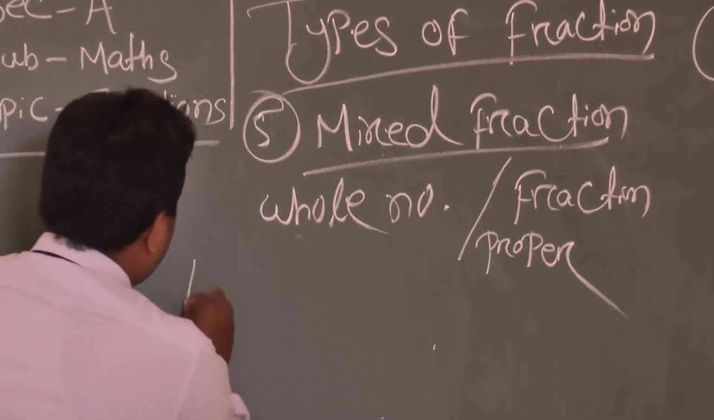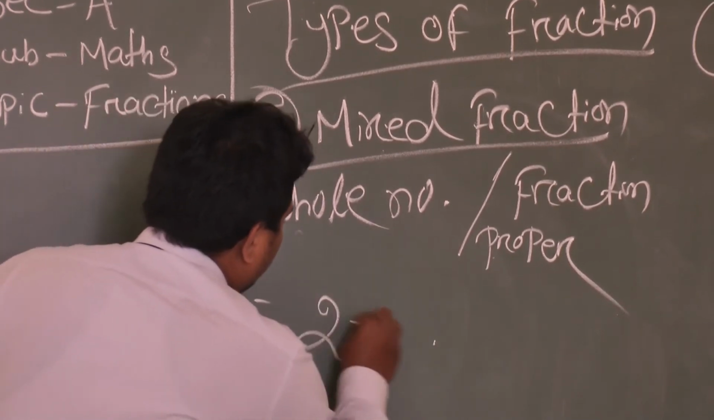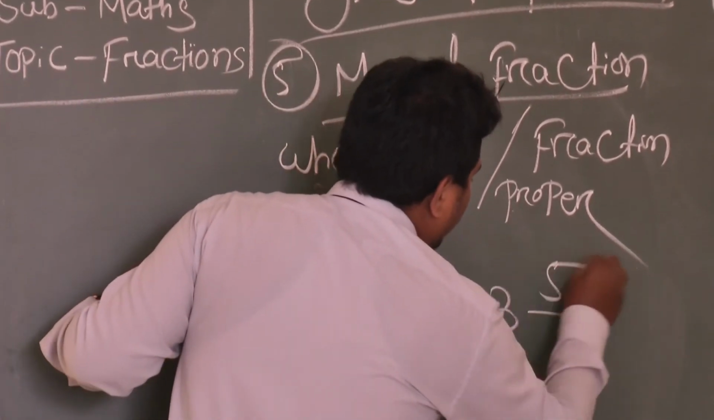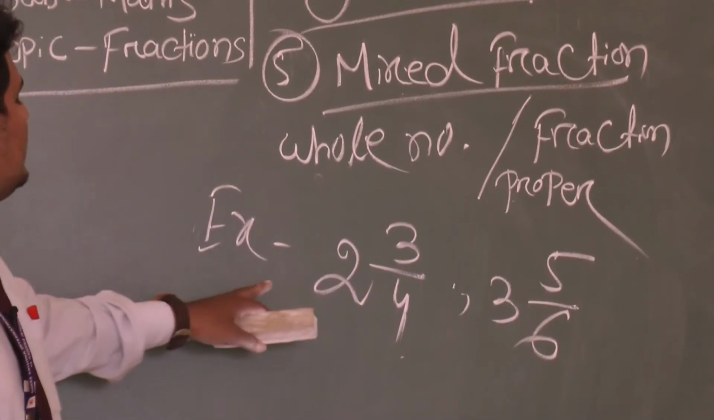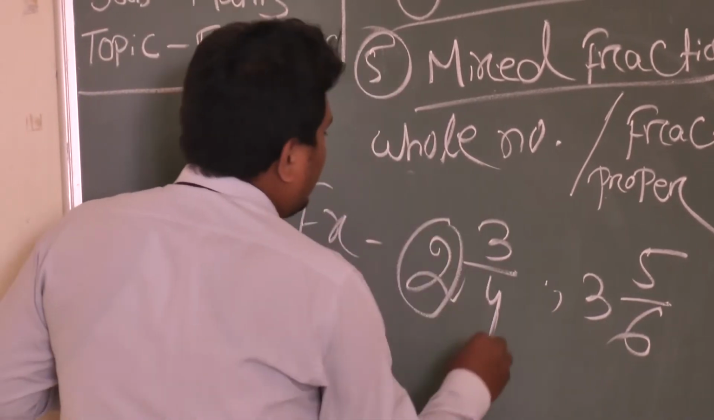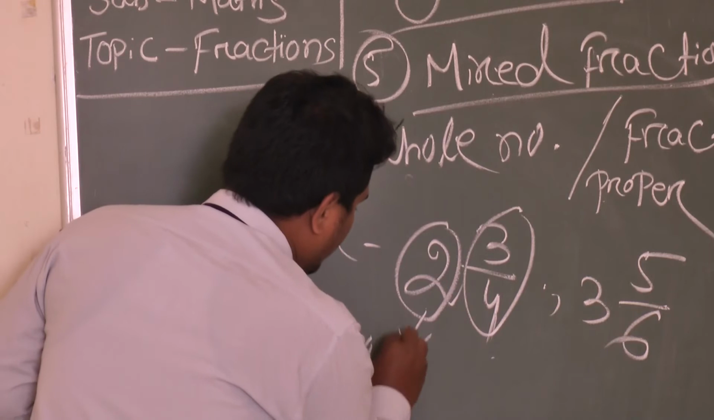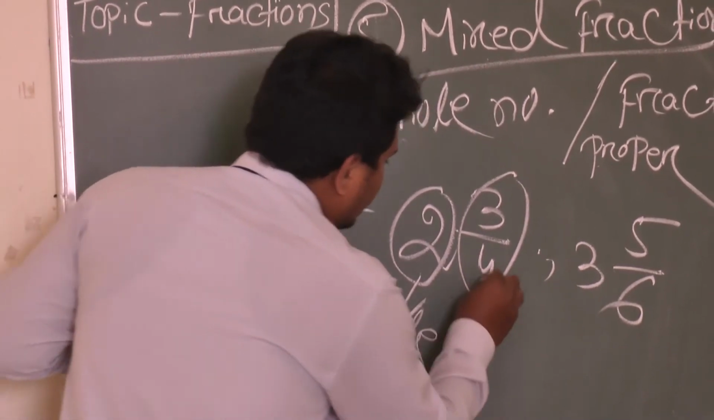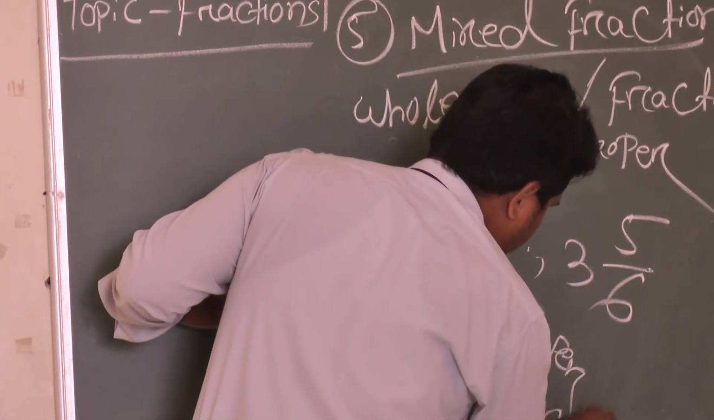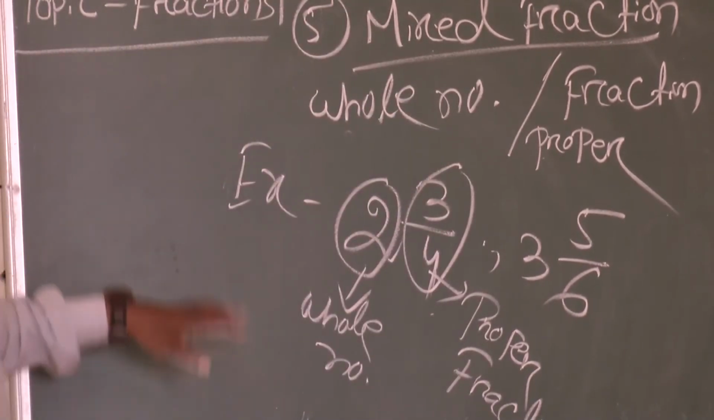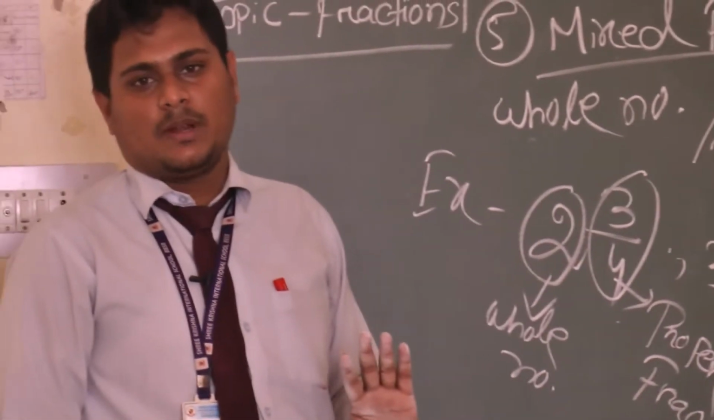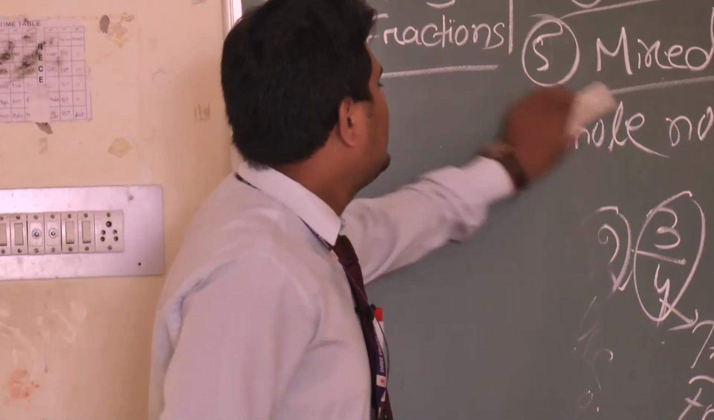Suppose I write some examples: 2 whole of 3 by 4, or 3 whole of 5 by 6. These are examples of mixed fraction. Here is the whole number part, and here is the proper fraction. So in a mixed fraction there are two parts: one is the whole number part, another is the proper fraction. So it is the fifth fraction.